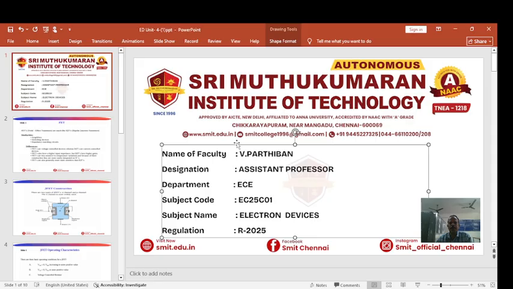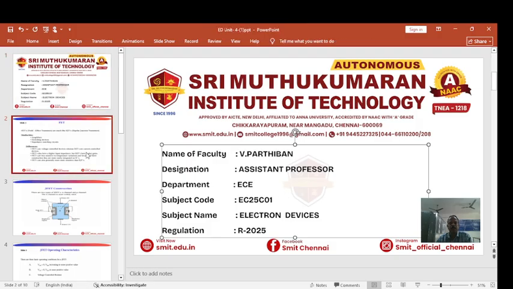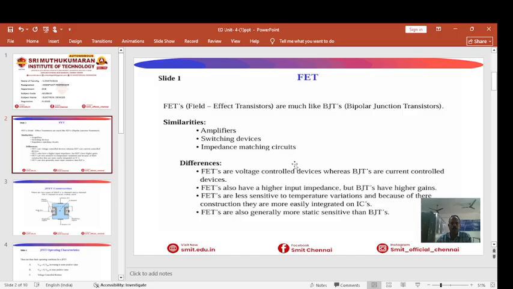I am Parthiban, working as assistant professor in the Department of ECE, Sri Muthukumaran Institute of Technology, Mangadu, Chennai. Now I am going to talk about the subject called electron devices. The subject code is EC25C01, which is meant for regulation R2025. Now I am going to talk about unit 4, which deals with FET. FET is nothing but the field effect transistor.